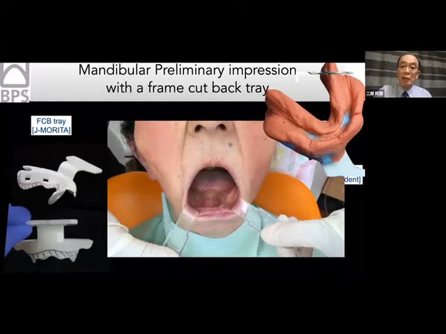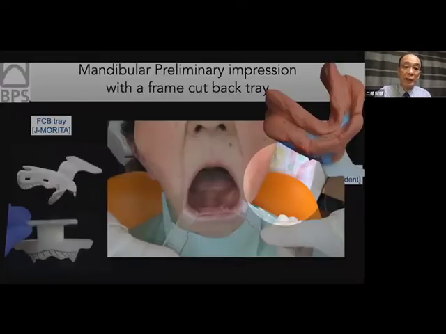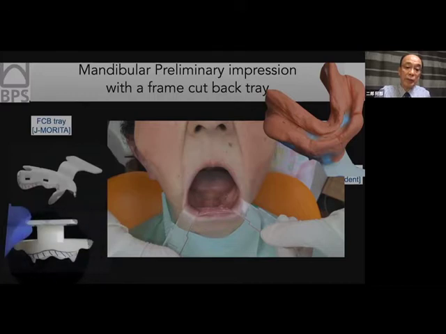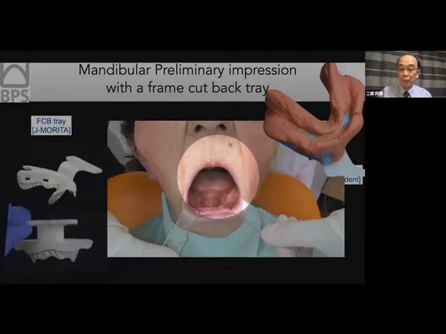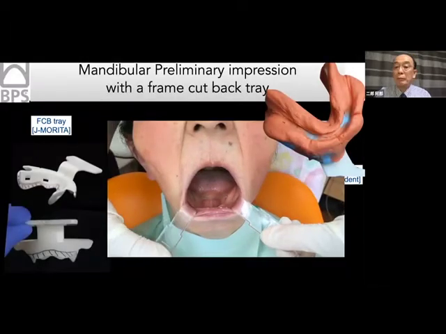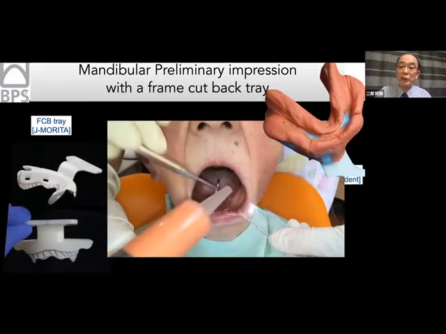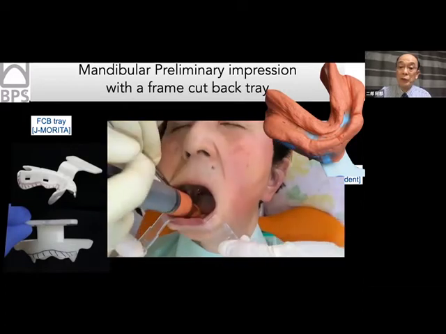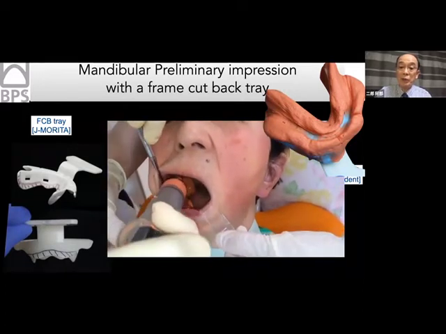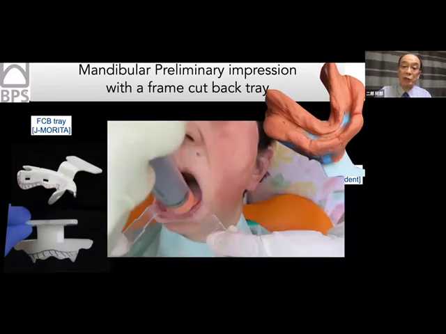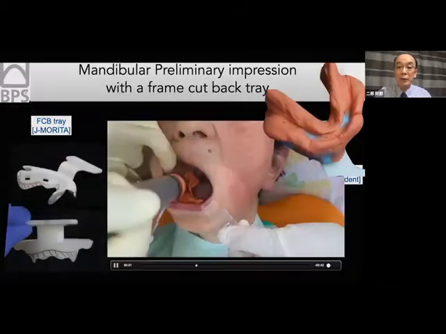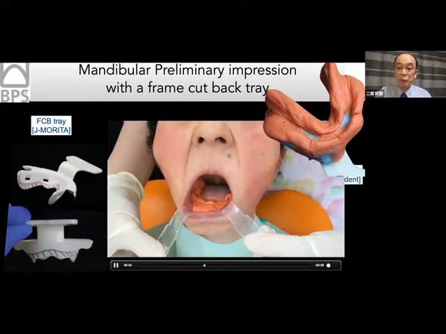If the patient's mouth is very small, the frame cutback tray should be trimmed off. If the patient has a shallow labial vestibule, the anterior part should be cut off. First, light-bodied impression material is squirted from the lingual retromolar pad region to the opposite side, and comes up to the front, and goes back to the starting position. If you find a space here, please cover that space with the impression material.